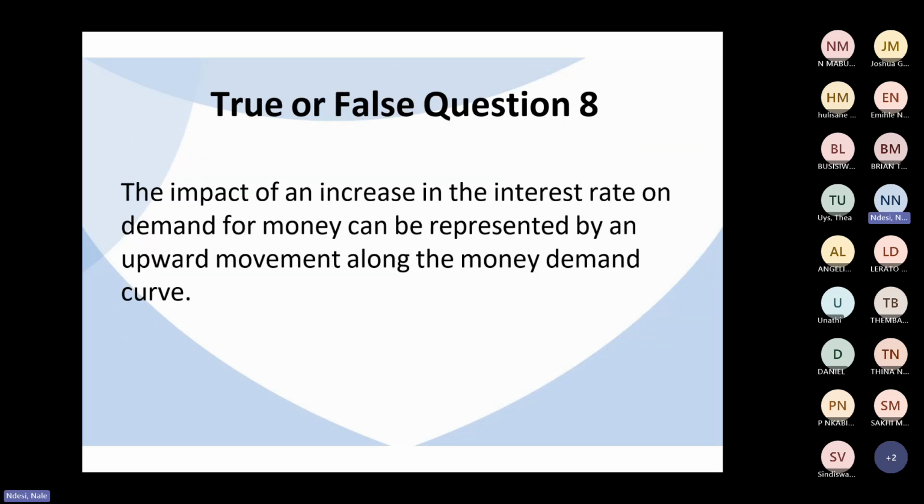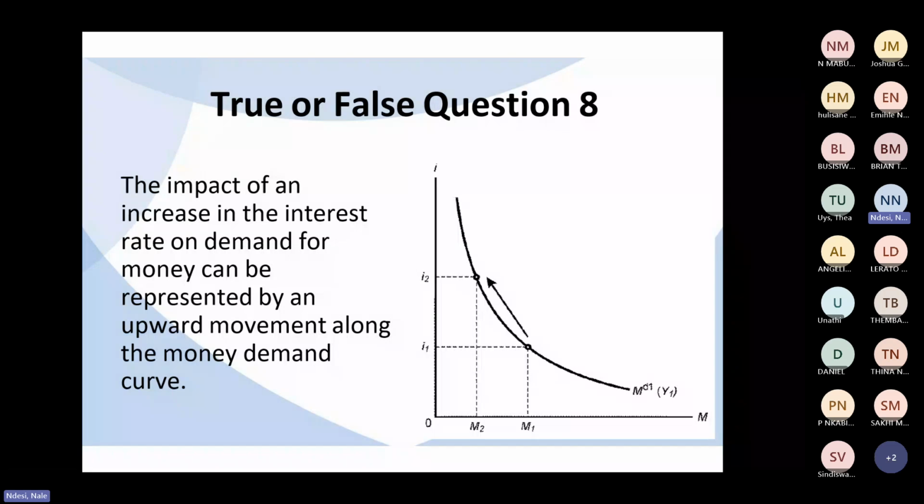But let's look at this question again, true or false. The impact of an increase in the interest rate on demand for money can be represented by an upward movement along the money demand. Is this statement true or false? It's true. That is true. So let's look at this graph.